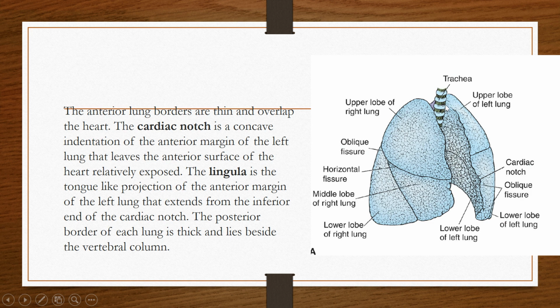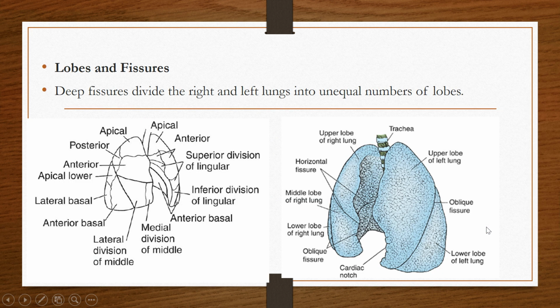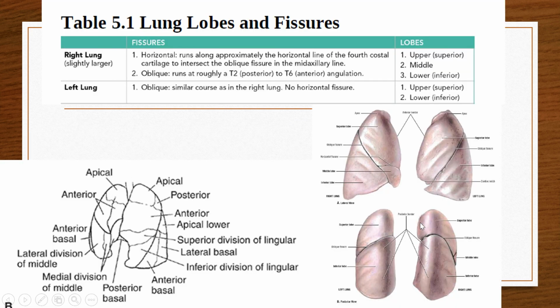On the left side, we have the apex of the lung. We have the anterior border of the lung, which will have a cardiac notch here, and there is one tongue-like projection which is called the lingula. This is the anterior border. Then there will be a posterior border and an inferior border also, which is resting over the diaphragm. So, how many lobes are there? There are three lobes on the right side and two lobes on the left side, by two fissures on the right side and one fissure on the left side.